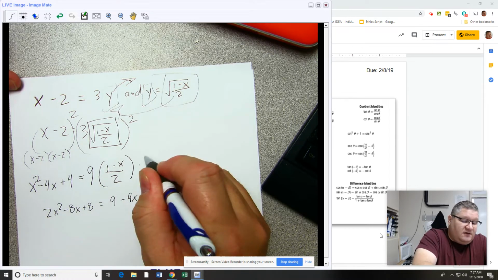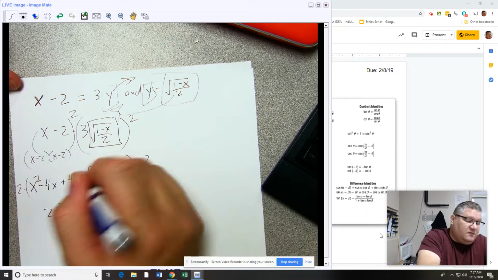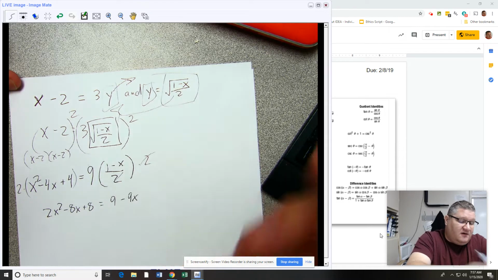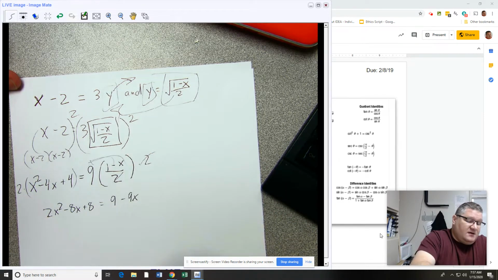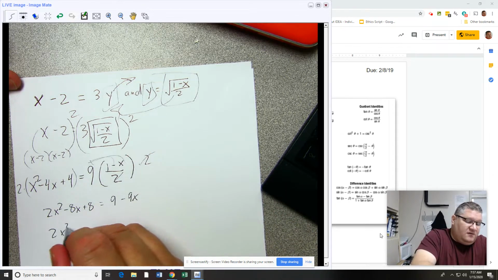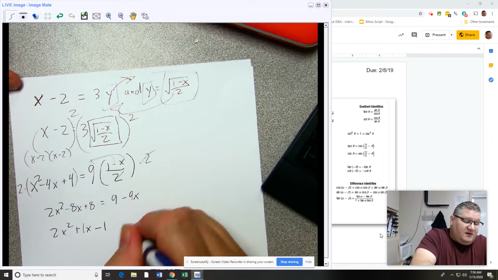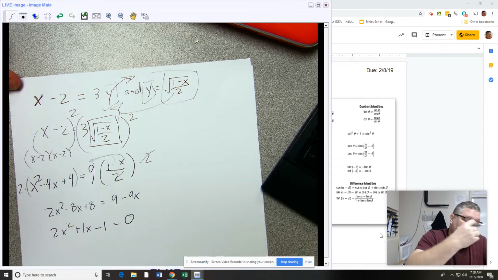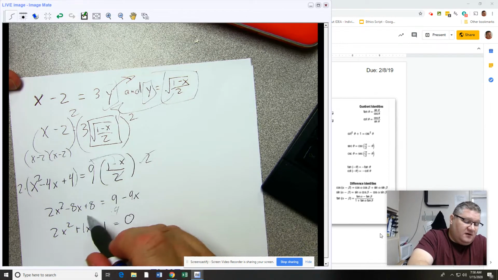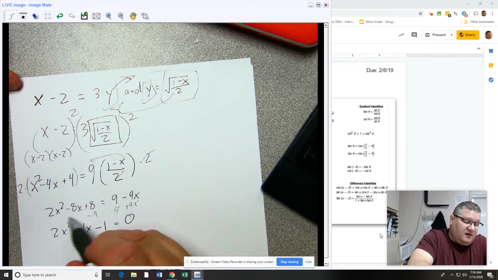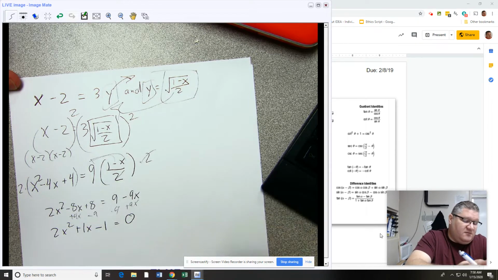Now, how did I do that? Well, I said times 2, times 2. Gone, etc. Give the 9 away. Now, with that, move everything over. I got 2x squared plus 1x minus 1 equals 0, if I'm not mistaken. Yeah, minus 9 plus 9x. Okay, I think I'm good.